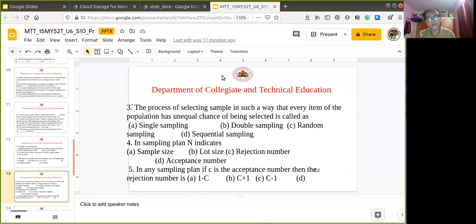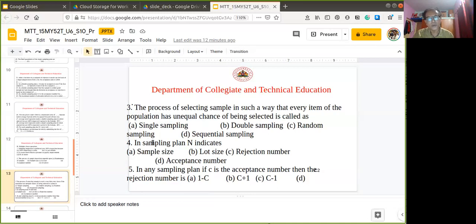The third multiple choice question is: the process of selecting a sample in such a way that every item of the population has unequal chances of being selected is called what? The options are single sampling plan, double sampling plan, random sampling, sequential sampling. The answer for this is random sampling.